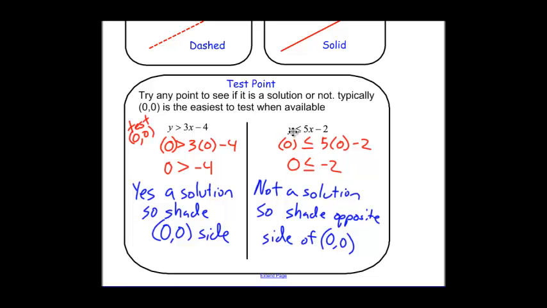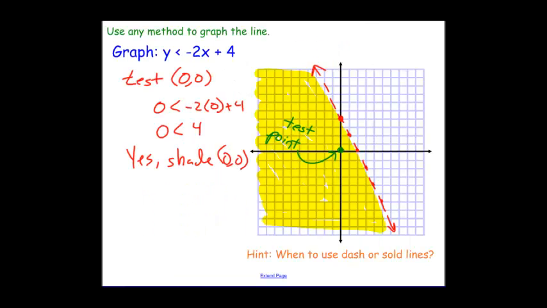So the same thing over here. y is less than or equal to 5x minus 2. We plug in 0 and 0 for x and y. Is 0 less than or equal to negative 2? No, it's not. This is a false statement. So this is not a solution. Okay, so you shade the opposite side. So let's take a look at some examples on the graph.